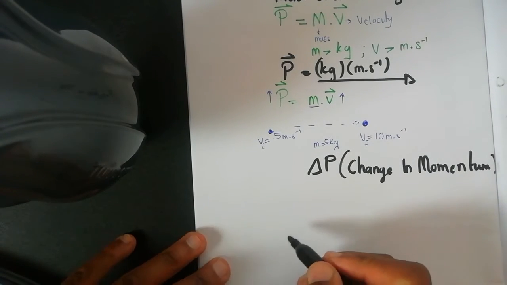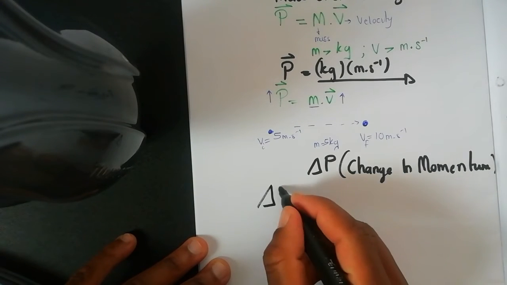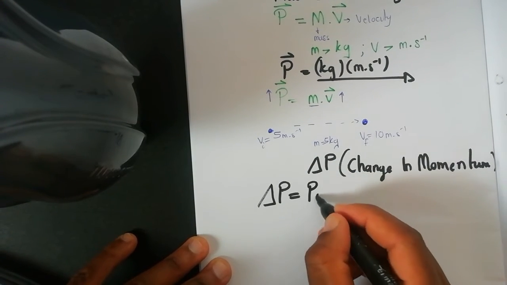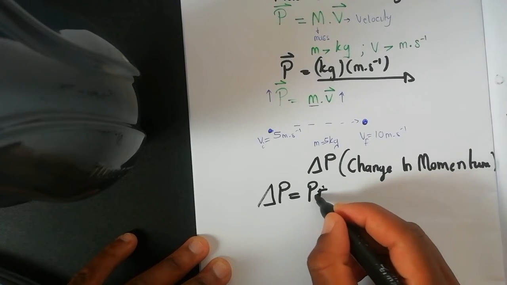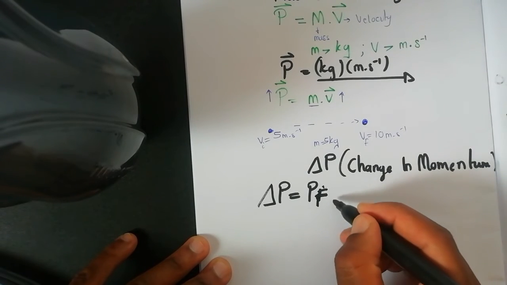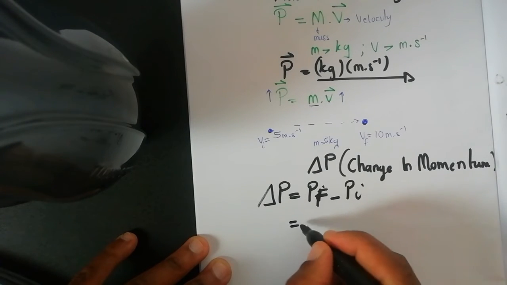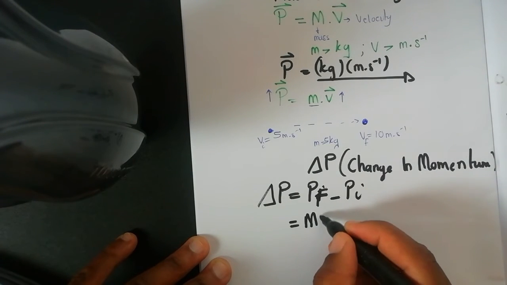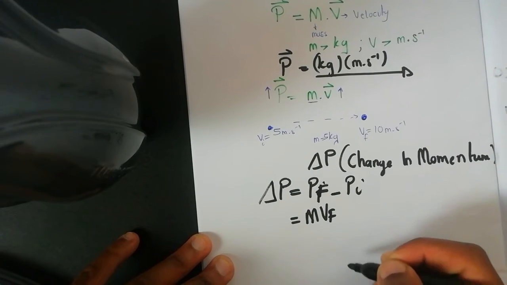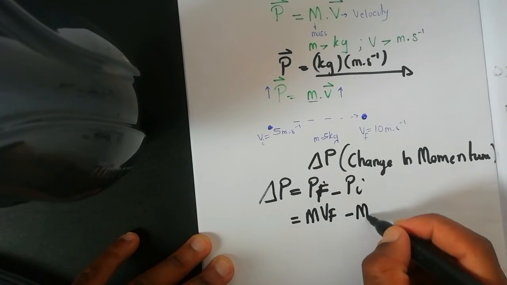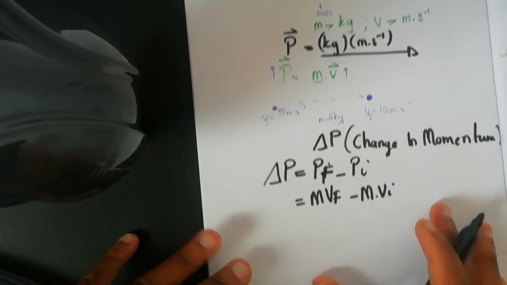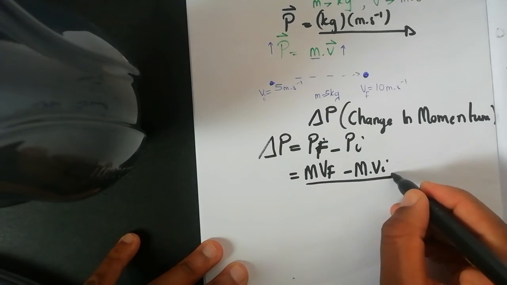So the formula for change in momentum is change in P is equal to PF minus PI. I'm so sorry guys. This would be equal to the mass times final velocity minus the mass times initial velocity. So this would be the formula.